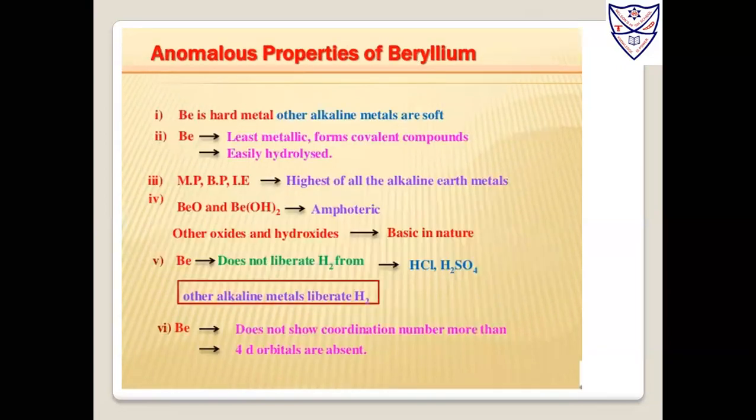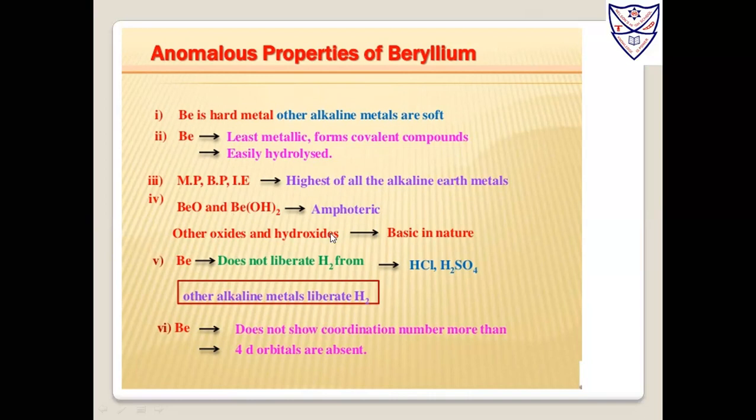There are some anomalous properties of beryllium. So there is something different. Beryllium is a hard metal, other than the alkali metals which are soft. Beryllium is the least metallic, forms covalent compounds and is easily hydrolyzed. Its melting point, boiling point, and ionization enthalpy are the highest of all the alkali and alkaline earth metals. Beryllium oxide and beryllium hydroxide are amphoteric. So you need to remember it properly.